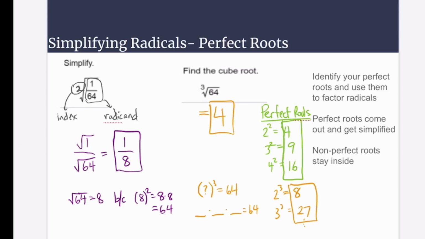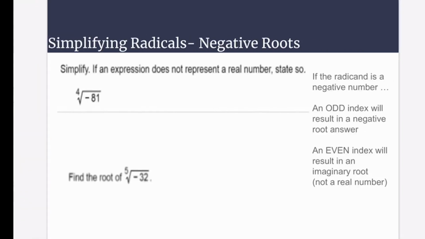Sometimes things get complicated when we are looking at negatives inside the radical. There are pretty basic rules that are going to help. If the radicand is a negative number, you want to have a couple rules under your belt. So there are 2 different rules. You have an odd index, which is the example on the bottom, where the index is 5. And then you have an even index for this top problem, where the index is 4.